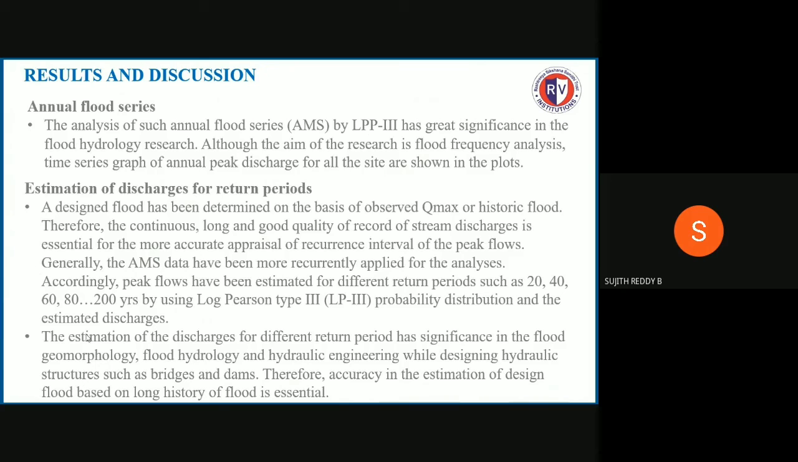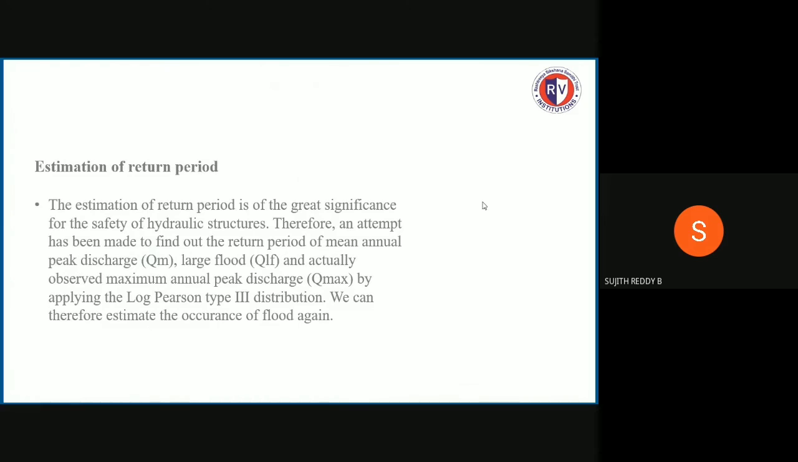Accordingly, peak flows have been estimated for different return periods such as 20 years, 40 years, 60 years, 200 years by using the LP3 method. The estimation of discharges for different return periods has significance in flood geomorphology, flood hydrology, and hydraulic engineering. It is also useful in finding the return period, which has great significance for the safety of hydraulic structures. Therefore, an attempt has been made to find out the return period for annual mean peak discharge. With the help of this return period, one can design at what strength a hydraulic structure can be designed for.